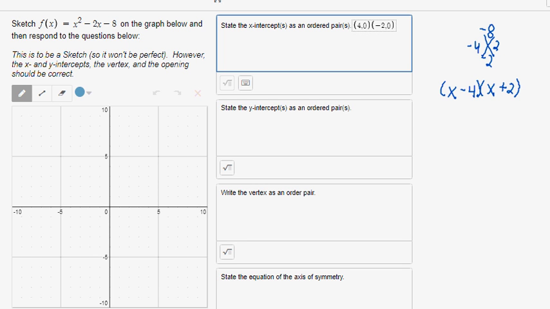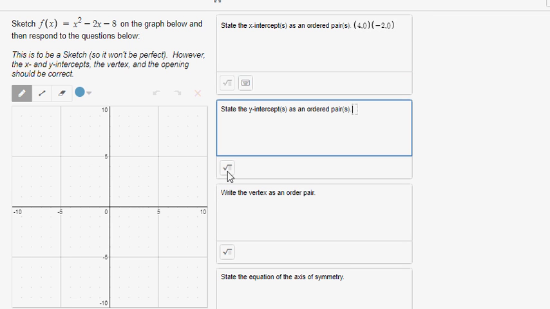The y-intercept, we have the shortcut, but I want to go ahead and show our y-intercept is f of 0. So we're looking at 0 squared minus 2 times 0 minus 8. And once again, our shortcut, the y-intercept is just going to be that number right there, written properly. It even tells you, stated as an ordered pair, for both of them. So we're looking at (0, -8).